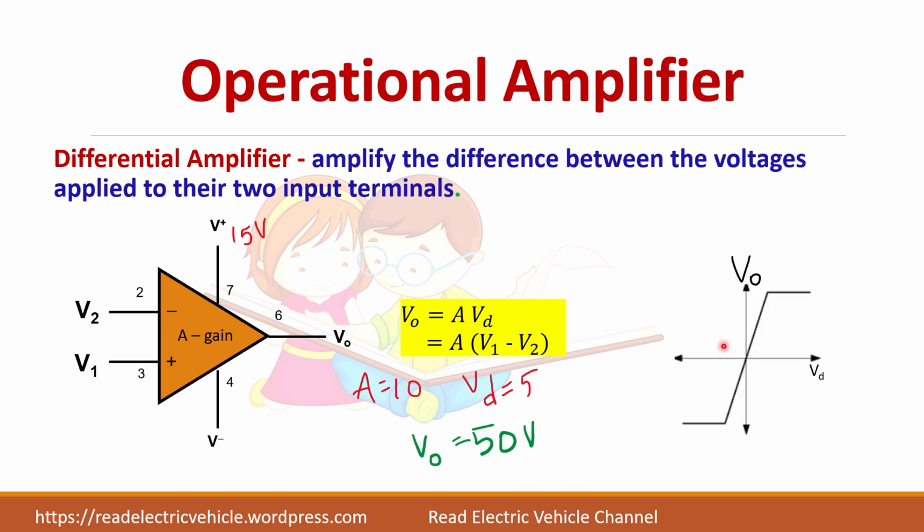In such a case, if you draw the relation between the output voltage and difference voltage Vd, it will follow the linear curve till 15 volts only. After that, you see here the output exceeds the 15 volt. So this is the saturation voltage. The op-amp output will saturate at this voltage, 15 volt. So here you will get only 15 volt and here it is minus 15 volt.